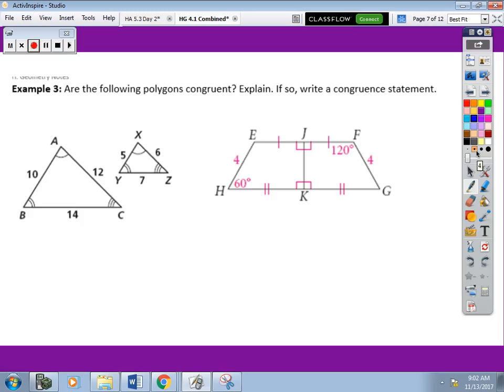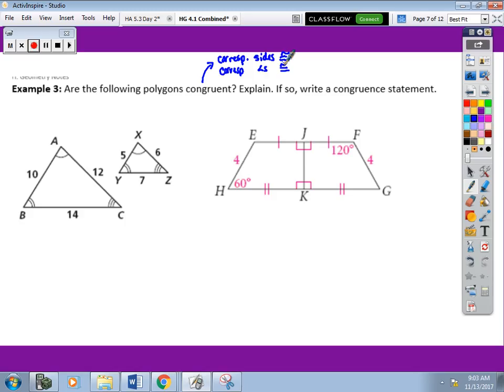We're going to start out with just some yes/no questions. Are the following polygons congruent? Remember, for them to be congruent, all their sides have to be congruent. Their corresponding sides have to be congruent. And their corresponding angles have to be congruent. So all congruent sides, all pairs of congruent angles, we have to prove all of them in order to say they are congruent. Now some of them are common sense.